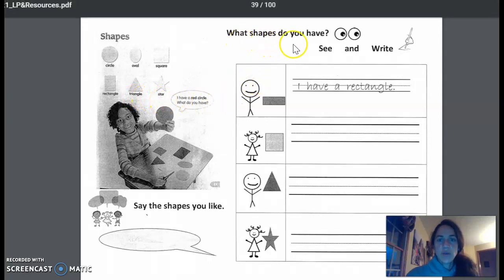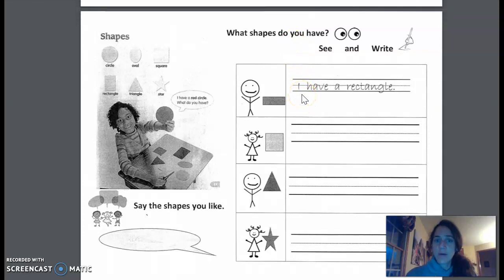What shapes do you have? I have, como tengo, I have a rectangle. This is, I have a, what shape is this? Square. You write, I have a square. Good job.